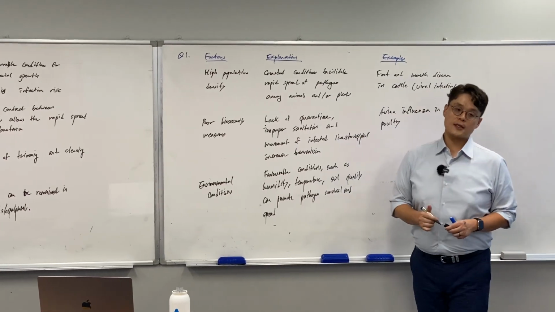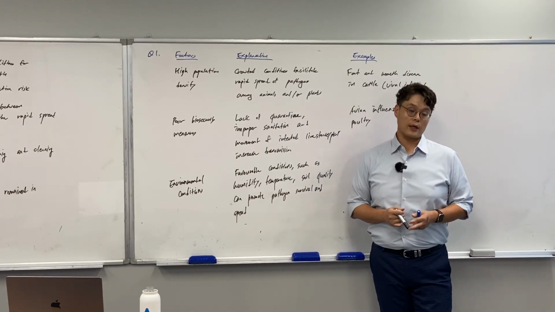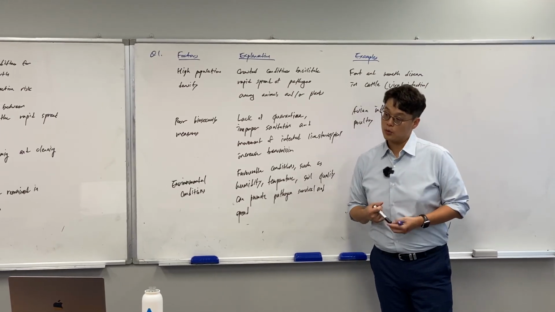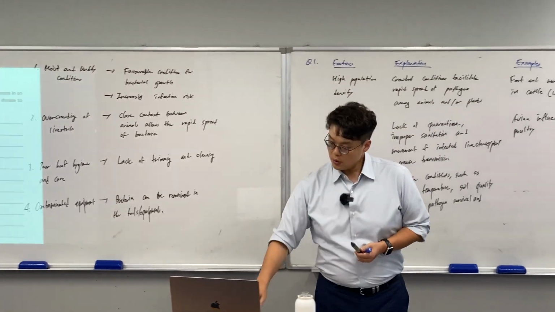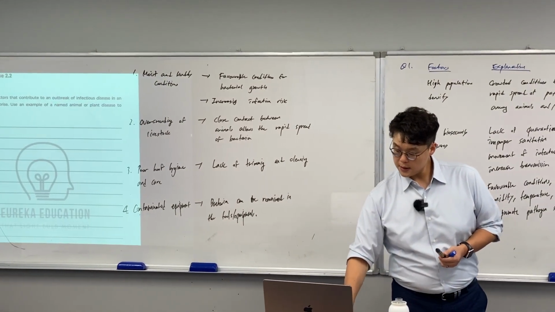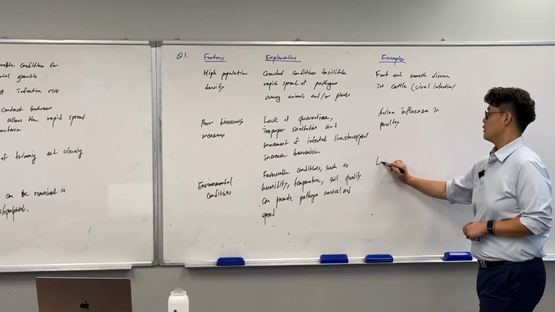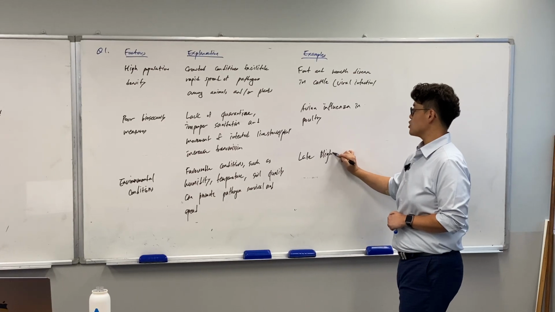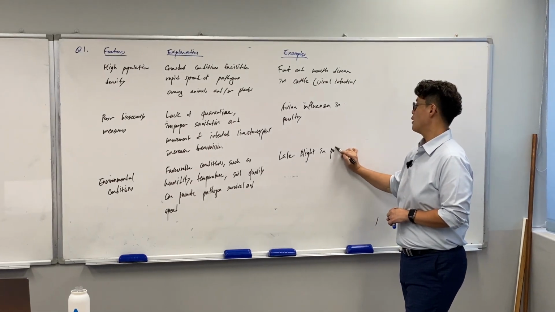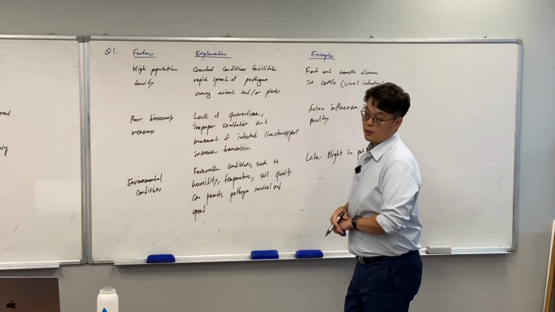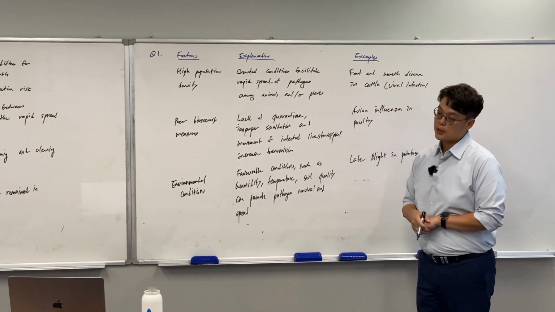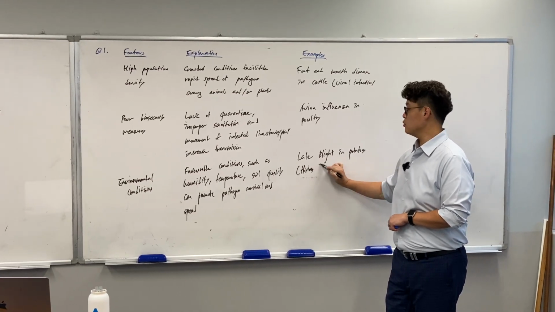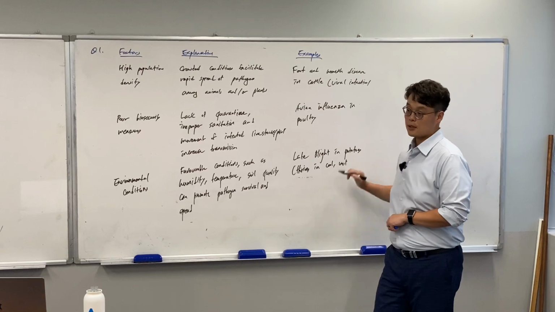It could also be related to vectors like mosquitoes or flies, or a macro parasite, or you can think about how they grow and what kind of environment they favor as well. So in terms of examples, I give you one example in plants. Late blight is a type of disease in potatoes. They basically thrive in cool, wet conditions.